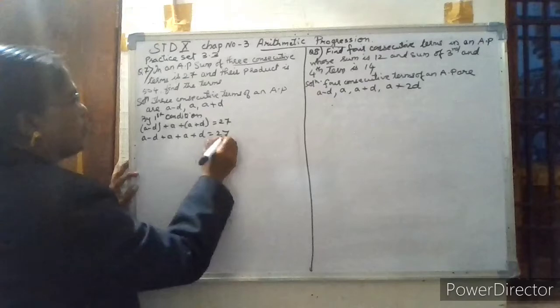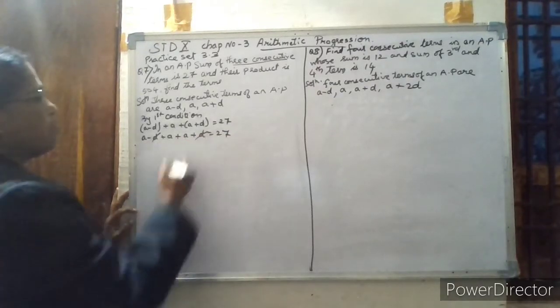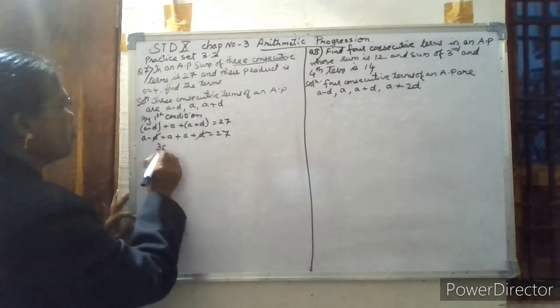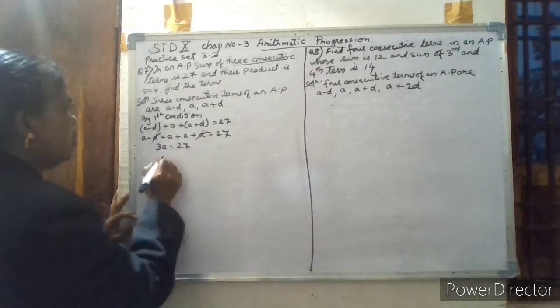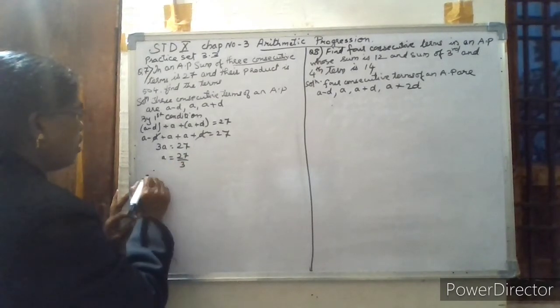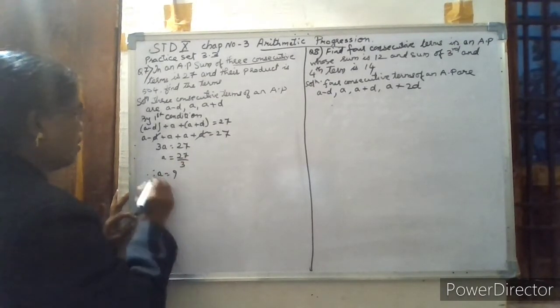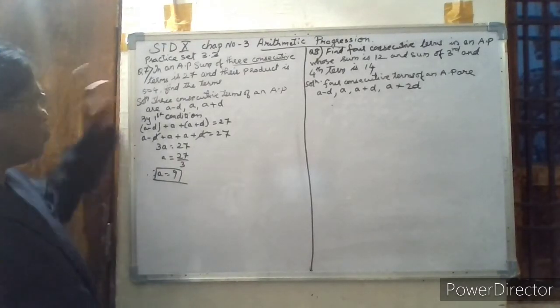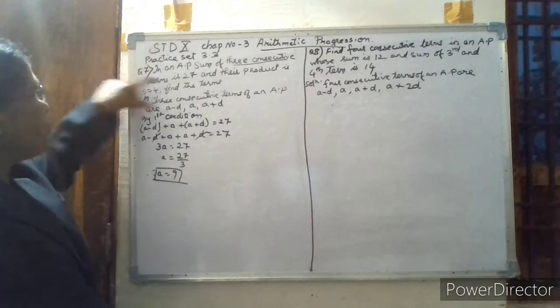You can see that minus d plus d cancels. So we are left with only 3 times a. 3 times a is equal to 27. So a is equal to 27 by 3. Therefore, a is equal to 9. Now we got the value of a. Now see the second condition.